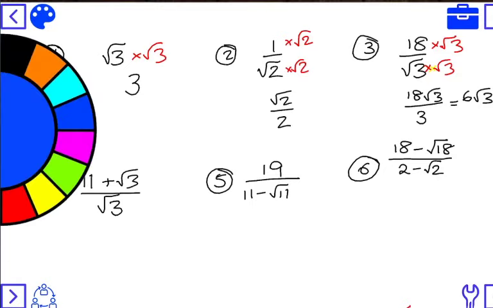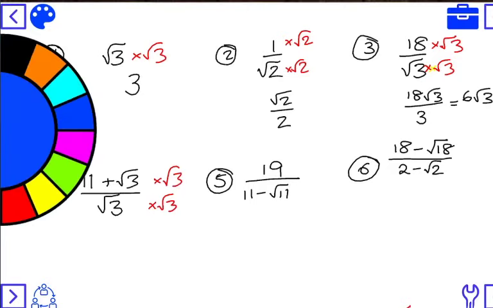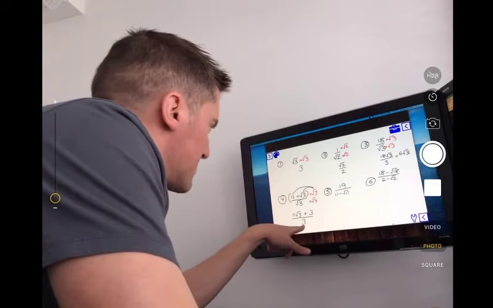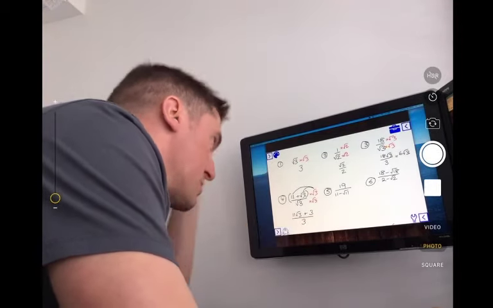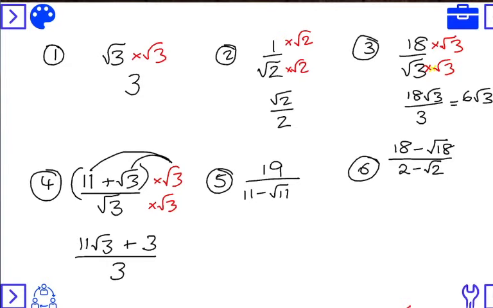So moving on to question 4, times the top and the bottom by root 3. Times the top by root 3, we've got to put this in brackets, and expanding out the brackets would give us 11 root 3 plus 3, and that would be all over 3. Now I can't do any cancelling with this question. There's got to be a common factor of 3 in the whole of the numerator in order to be able to do any simplifying.